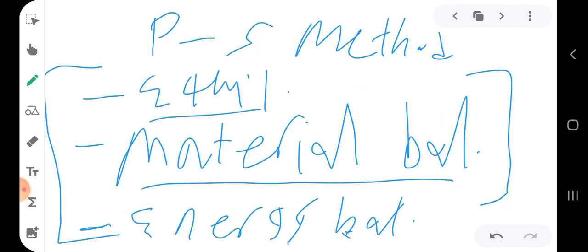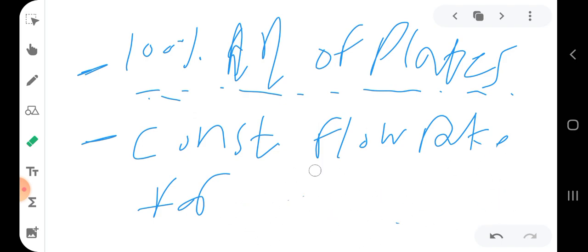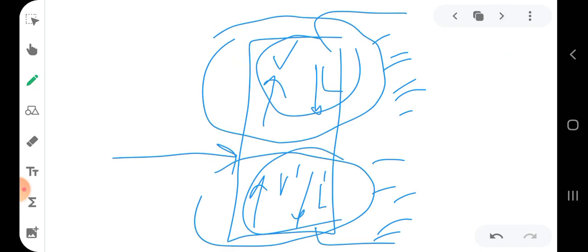But in the Ponchon Savarit method, we are going to remove this assumption. So the flow rate will no more be constant, and it will change along each plate, even in the same section. And in order to account to these changes in flow rate, we are going to introduce the energy balance. So this is the benefit from energy balance is to account for the changes in this vapor and liquid flow rate in each section.